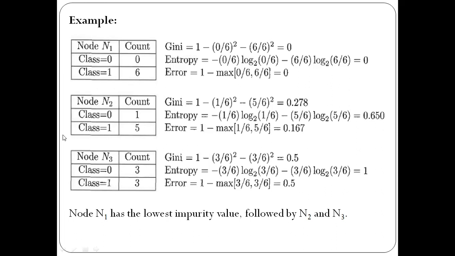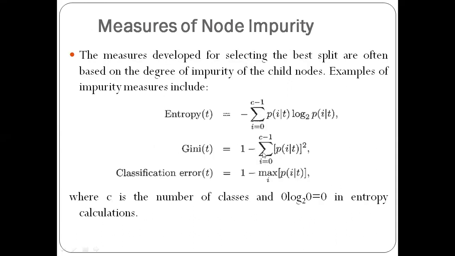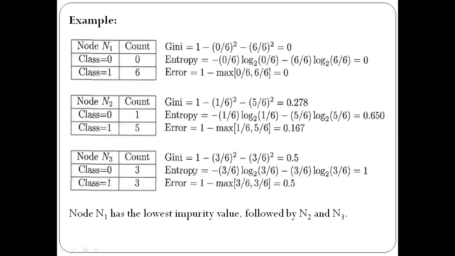Next, in the same way for node N3, we will calculate the Gini index, entropy and classification error using the same formula. Gini index is 1 minus the summation of i equal to 0 to c minus 1 of p of i given t, whole square. So 1 minus, the fraction of records that belong to class 0 is 3 out of 6, so 3 by 6 square, minus the fraction that belong to class 1, again 3 out of 6, so 3 by 6 square. Simplify this and you'll get the value as 0.5.